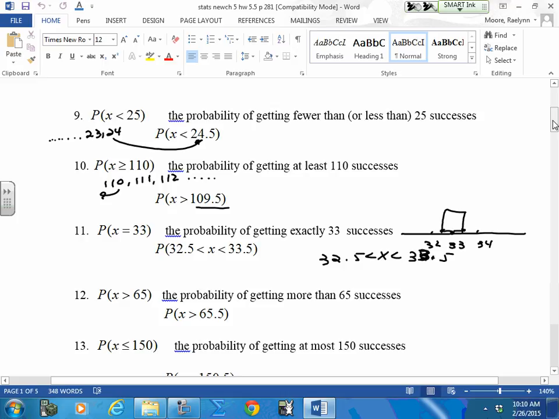X is more than, x is greater than, however you said this. Can I start with 65? Nope, I have to start with 66. Keep on going up. My lower end, I drop it 0.5.